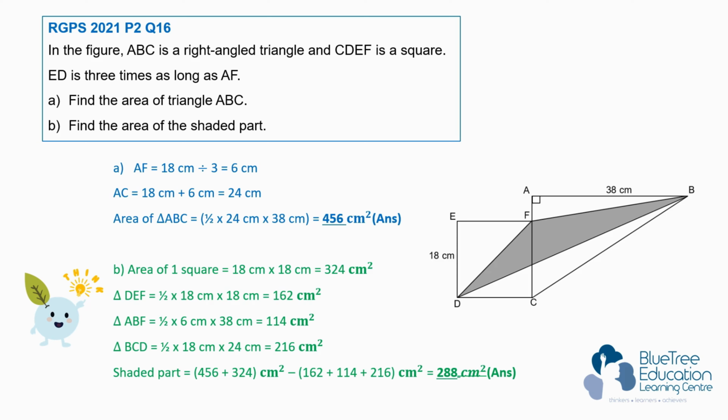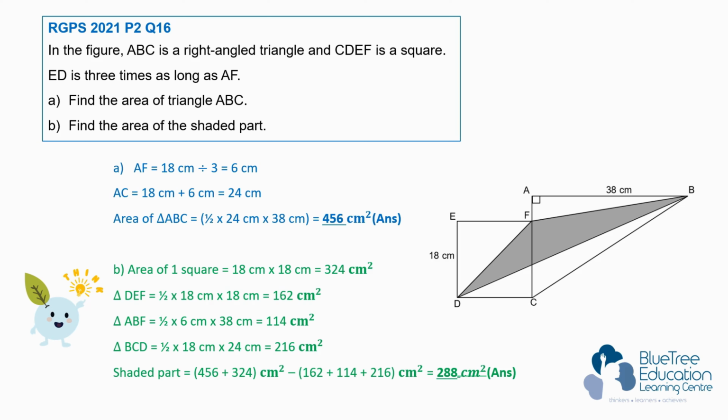AF can be found by taking 18 cm divided by 3, which will give us 6 cm. Now we add 6 cm and 18 cm, and we get the line AC, which is 24 cm. So now we can find the area of triangle ABC by taking half times 24 cm times 38 cm, which is half times base times height, giving us 456 cm squared. So that's your answer for part A.